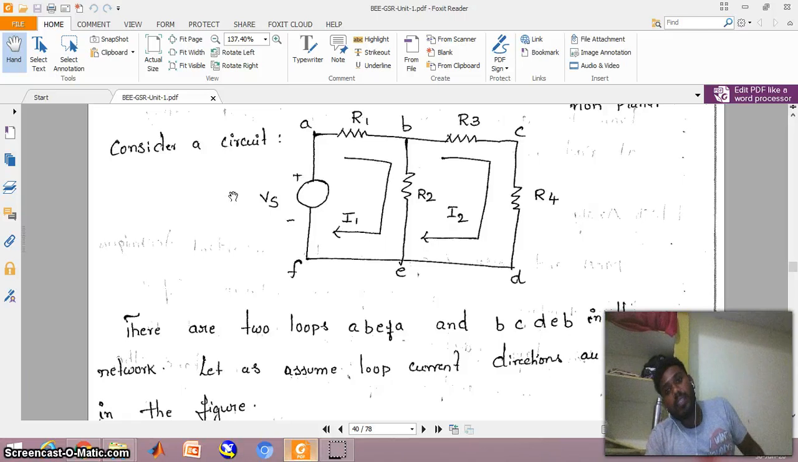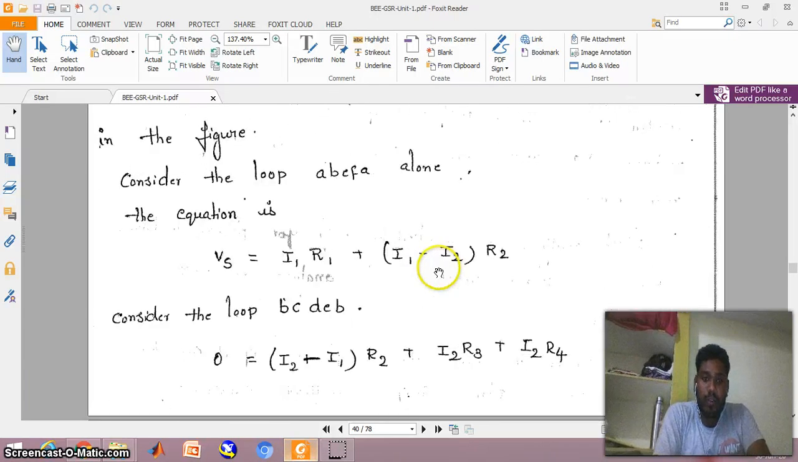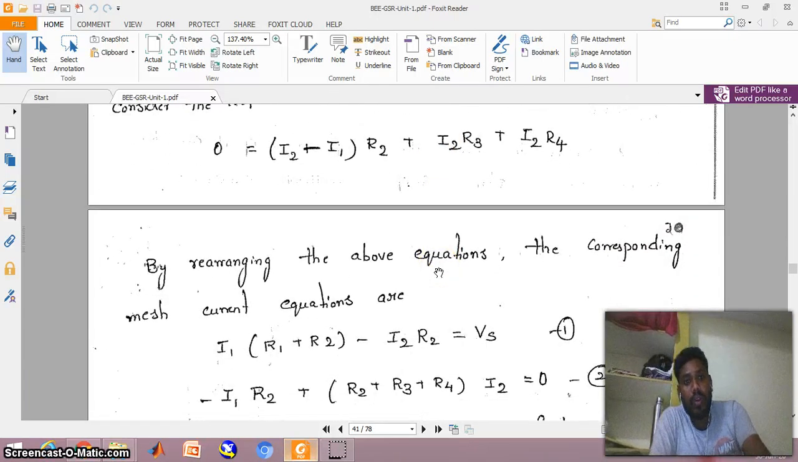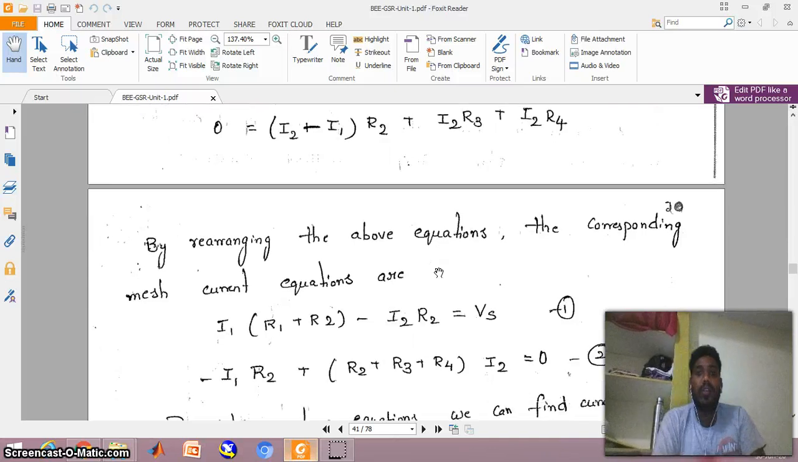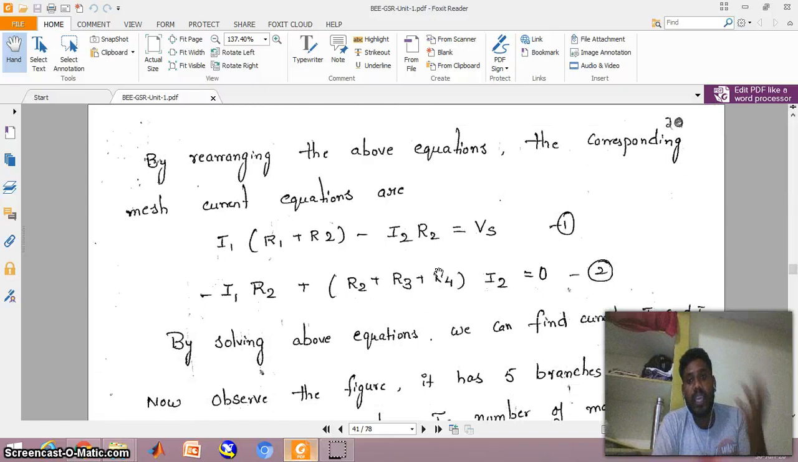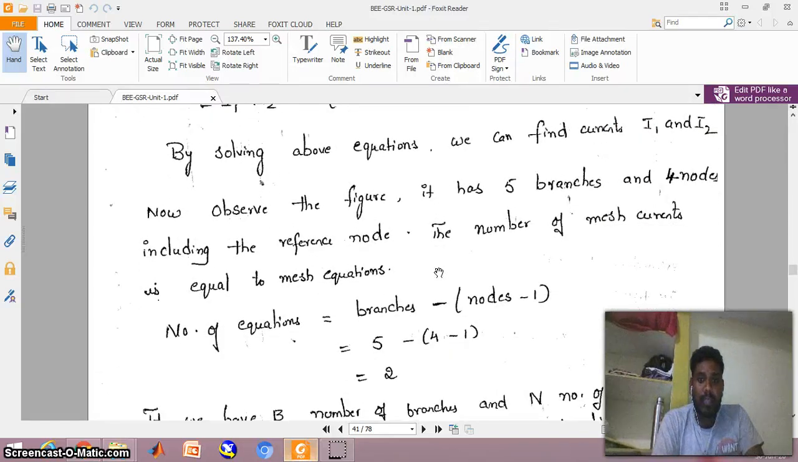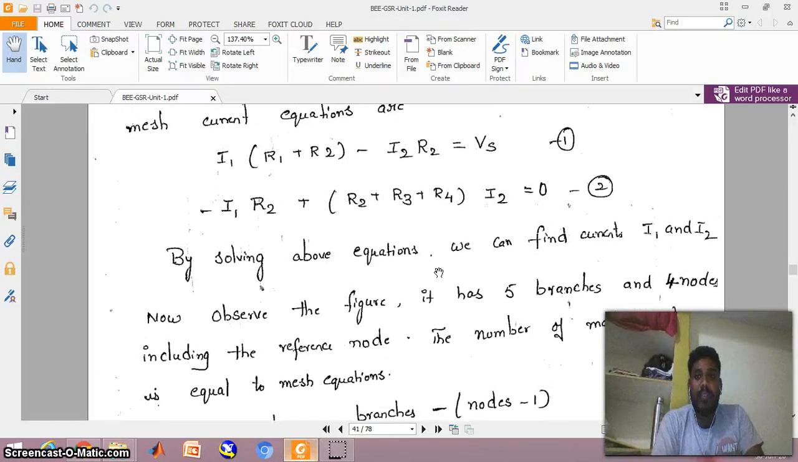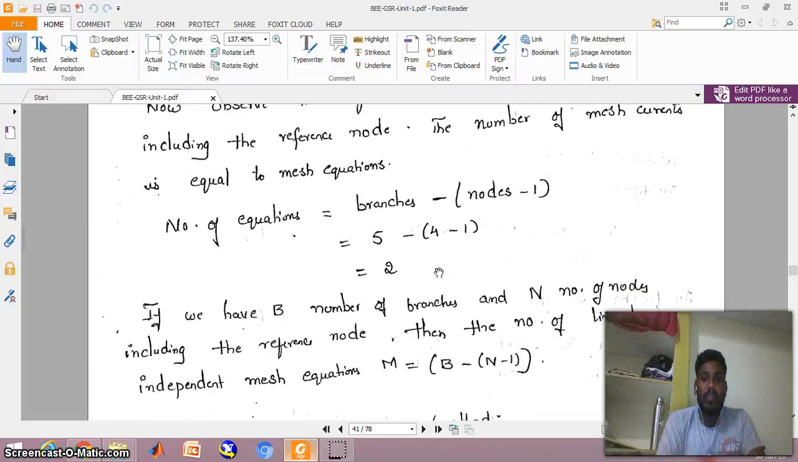Next, the current through R3 is I2, so the voltage drop across R3 is I2 into R3. Next, the voltage drop across R4 is the current through R4 into the R4 resistance value. The current through R4 is I2, so the voltage drop across R4 is I2 into R4. So in loop 2, 0 is equal to (I2 minus I1) into R2 plus I2 into R3 plus I2 into R4. Simplifying these two equations by any mathematical way, calculate the unknown currents I1 and I2. So these are the mesh equations.